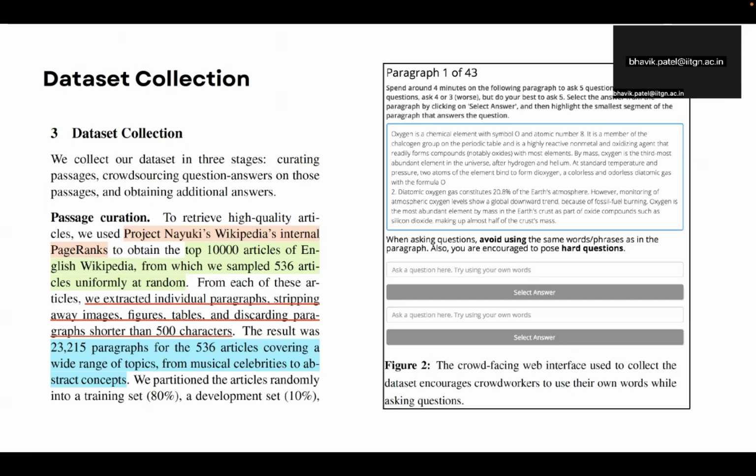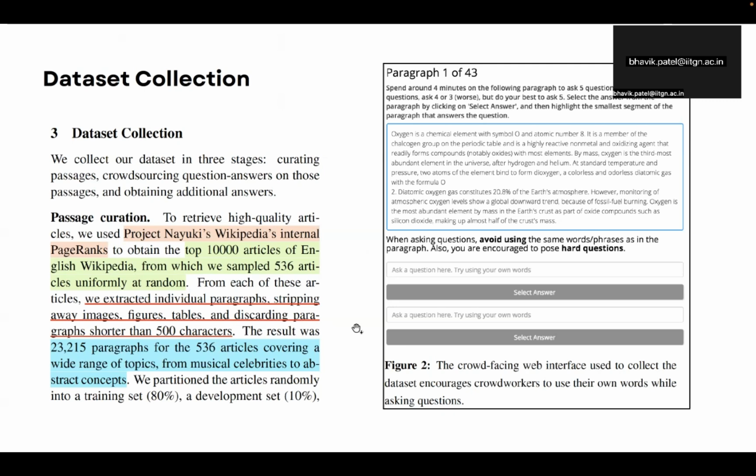Okay, so now we'll talk about the dataset collection. One of the most crucial parts in building the SQuAD dataset was the dataset collection process. They approached this in three stages. The first was curating passages, then crowdsourcing the question answers, and then collecting additional answers to ensure that the model was robust. For passage curation, they used Wikipedia's internal PageRank to retrieve the top 10,000 articles, and then randomly sampled 536 articles and extracted 23,000 paragraphs.